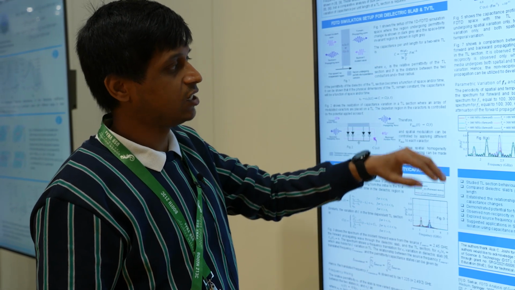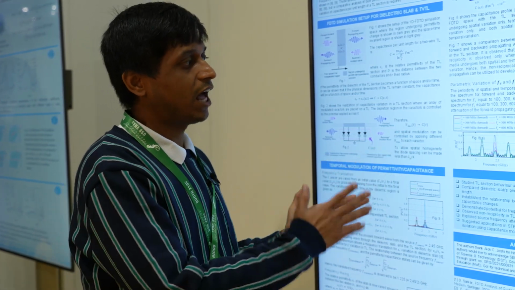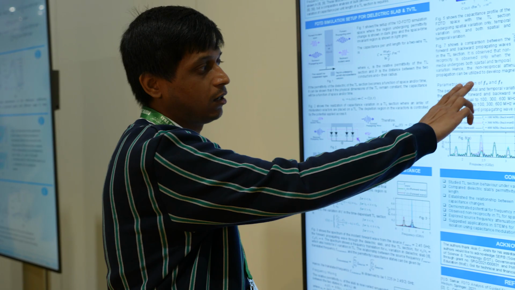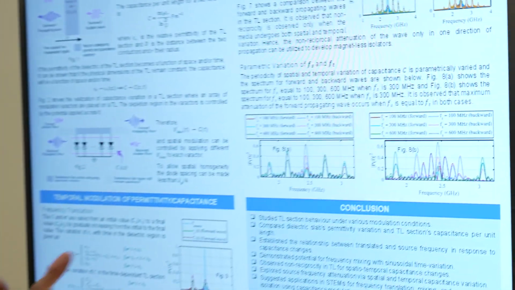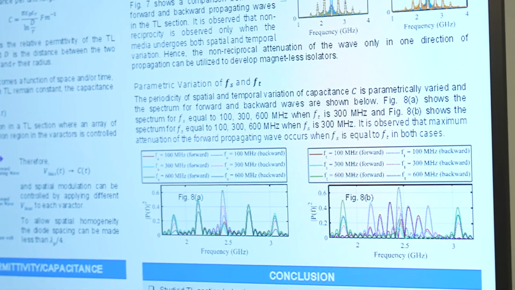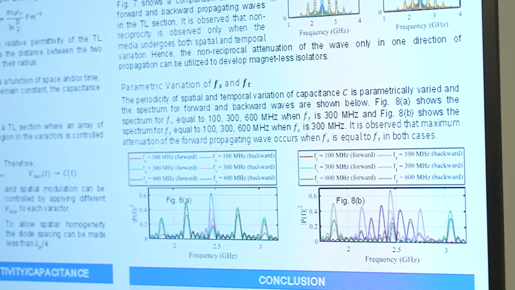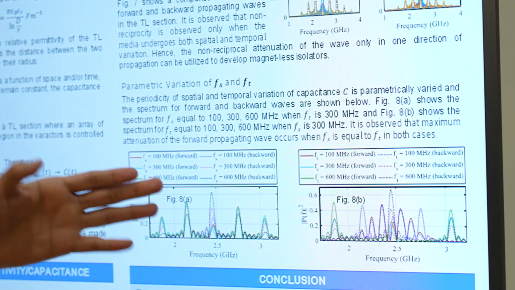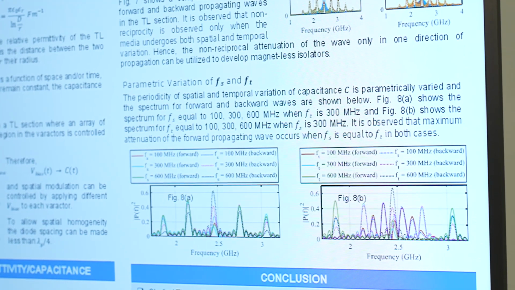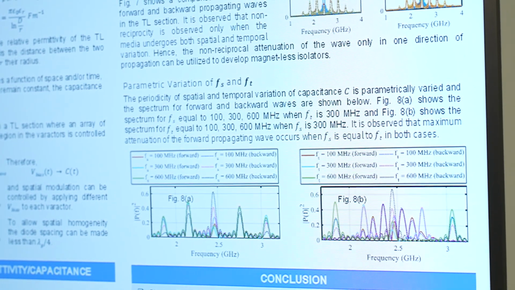And then we did some parametric studies for what happens if we vary the Fs and Ft, which is the modulation frequency for space and time. And we observe that if Fs is equal to Ft, we observe the maximum non-reciprocity in this case. So this is what we tried to do in this paper.